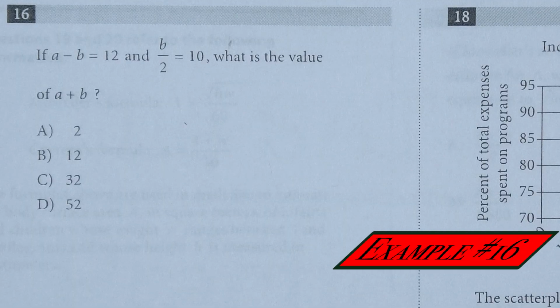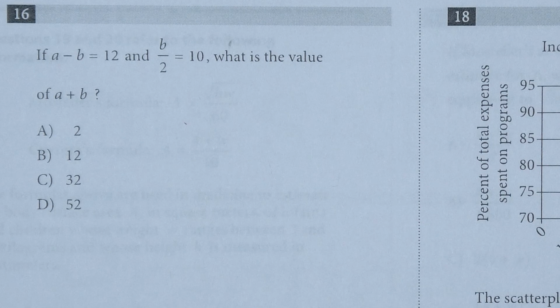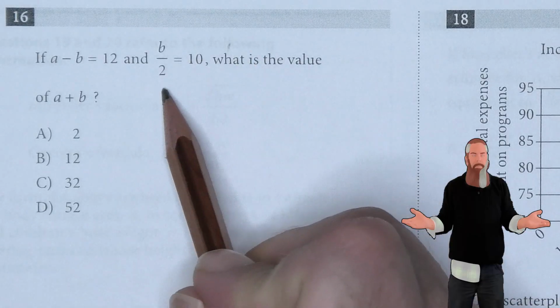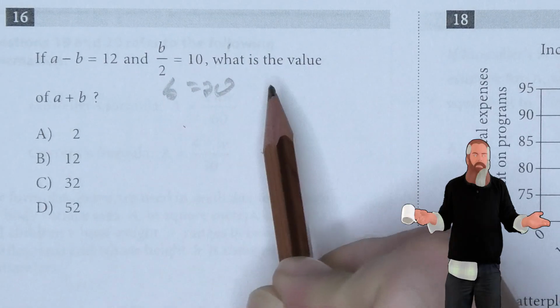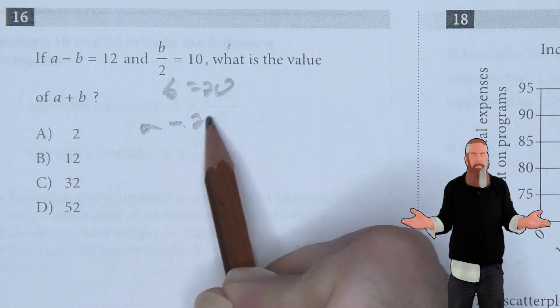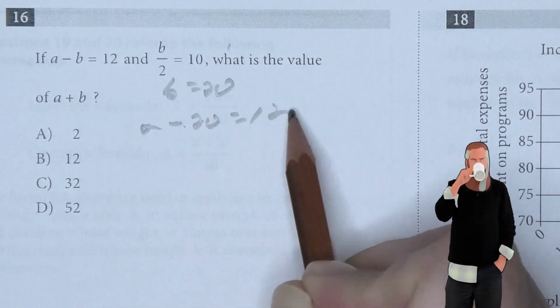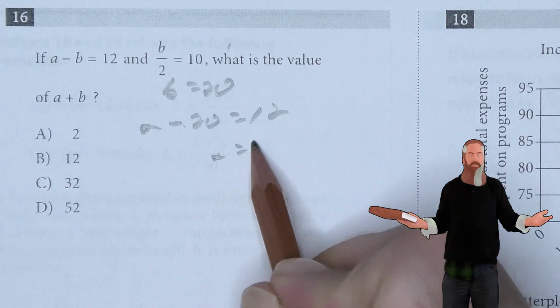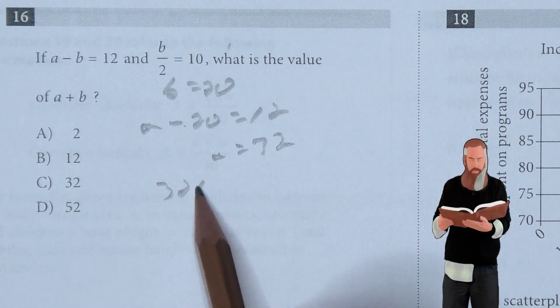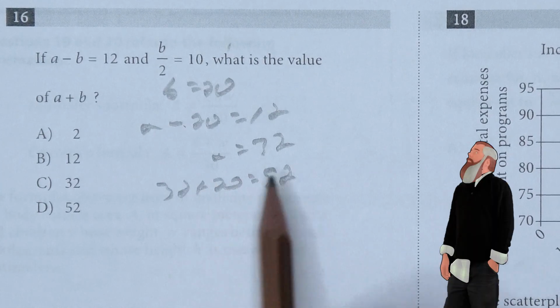If A minus B is equal to 12 and B over 2 is equal to 10, what is the value of A plus B? B over 2 is equal to 10 means that B is equal to 20. So A minus B would be A minus 20 is equal to 12, meaning that A is 32. Then A plus B, so 32 plus 20 would be 52.